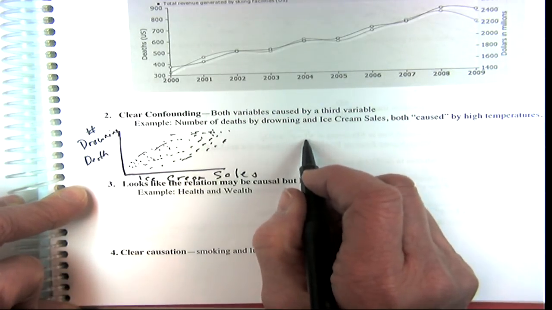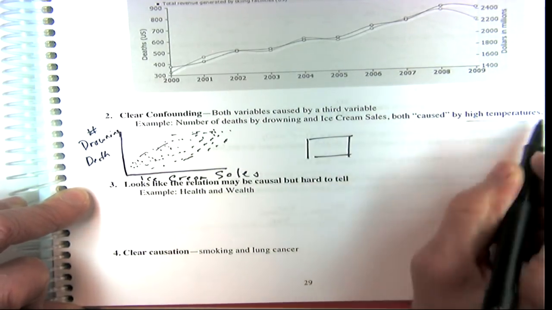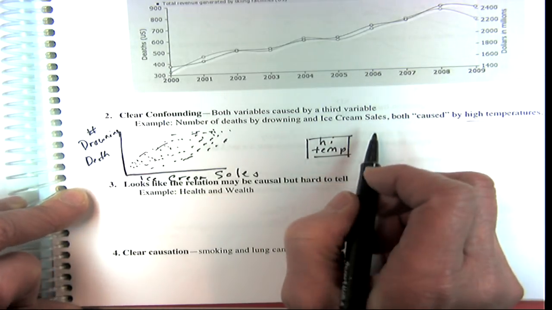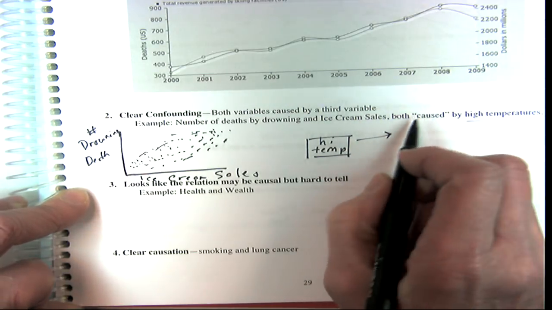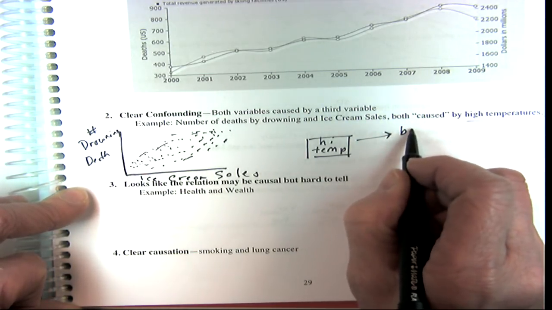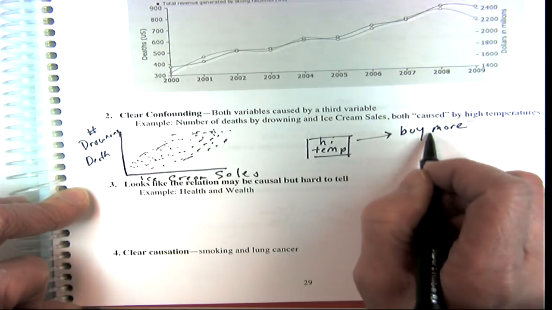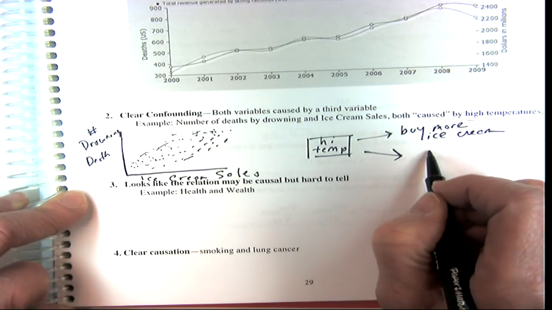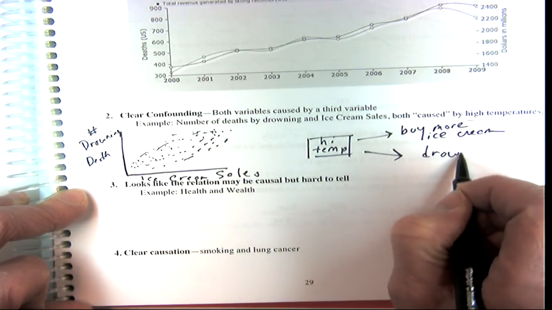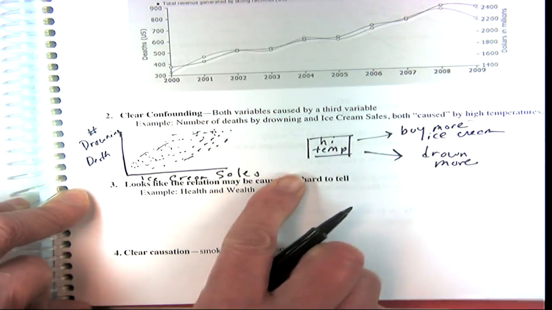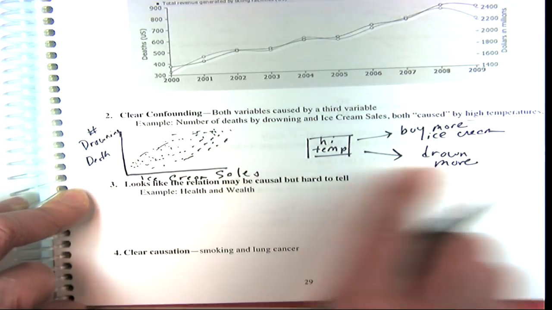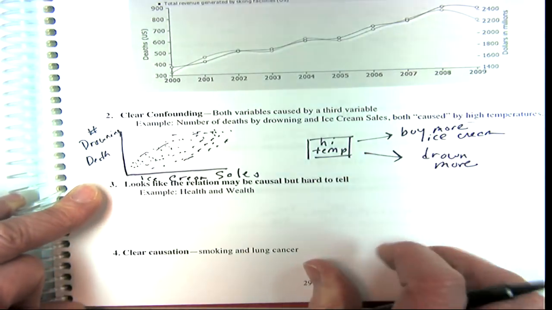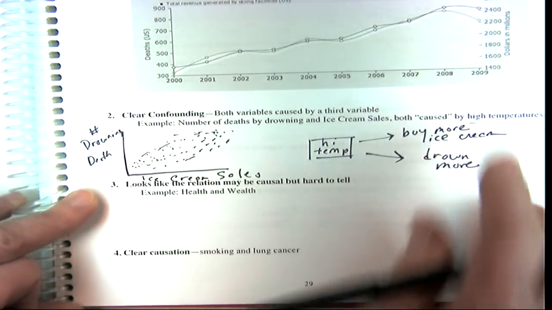When it's hot outside, when you have high temperatures, people are more likely to buy ice cream, so they buy more ice cream in the summer, and they also go swimming more, so they drown more. So that is a clear confounder, all right? And that you might come across without doing these computer searches that are just completely time dependent.